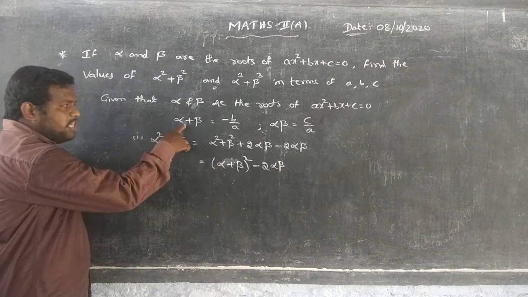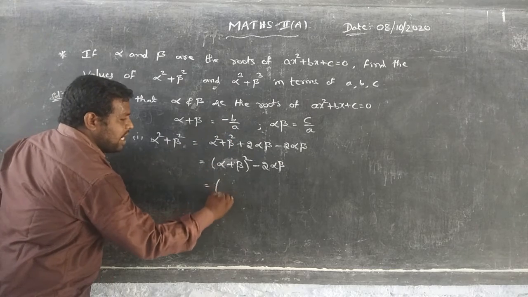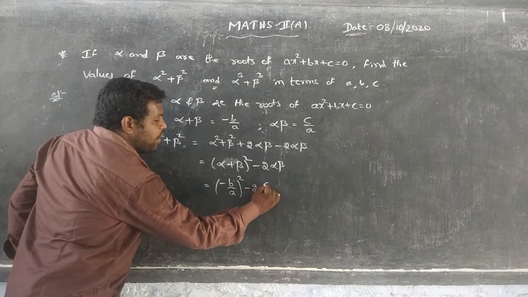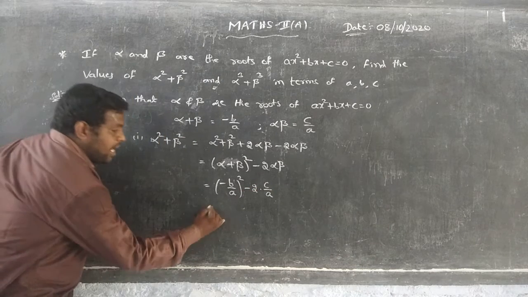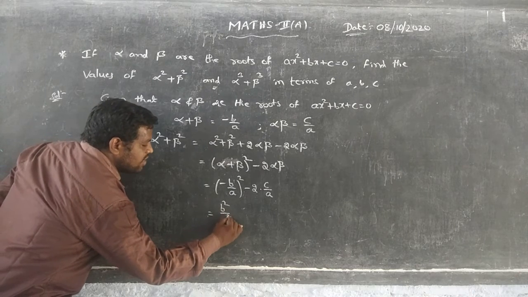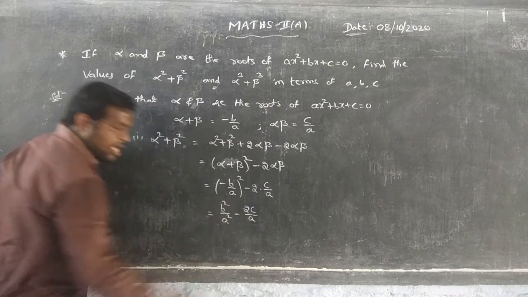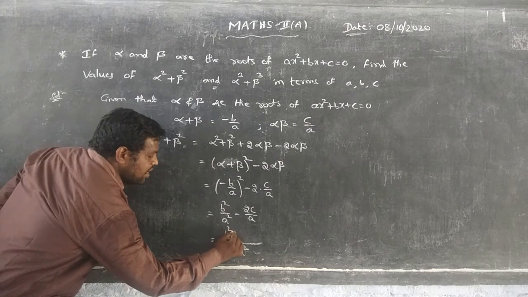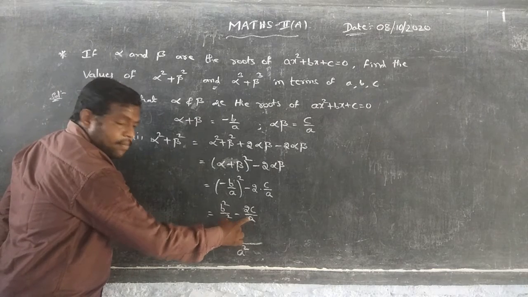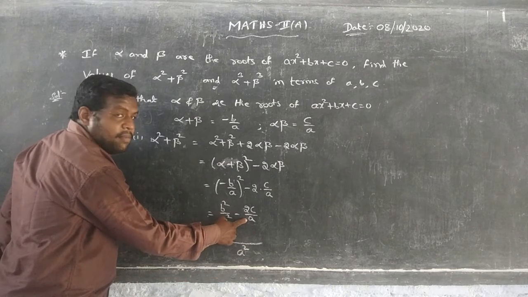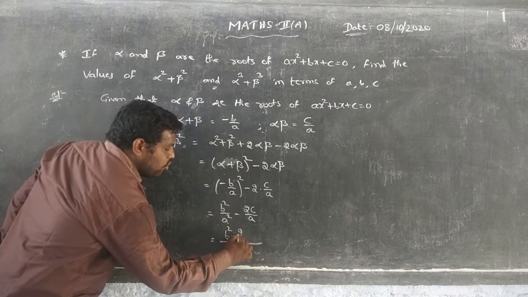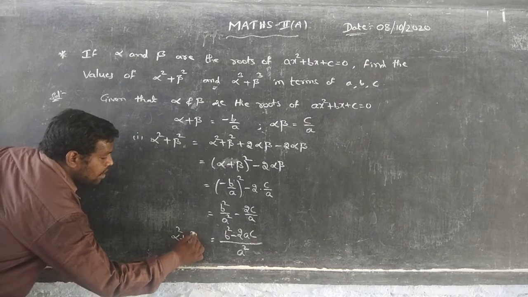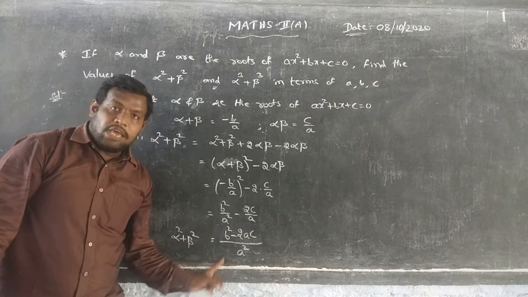We know alpha plus beta. What is the value of alpha plus beta? Minus b by a whole square minus 2 into alpha into beta, whose value is c by a. Minus b by a whole square means b square by a square, minus 2c by a. Here what is the LCM? A square is the LCM. The numerator is b square minus, here the denominator is only a, but the LCM is a square. So the denominator is multiplied by a, and that element is multiplied with the numerator, that is 2ac. This is the value of alpha square plus beta square in terms of a, b, c.